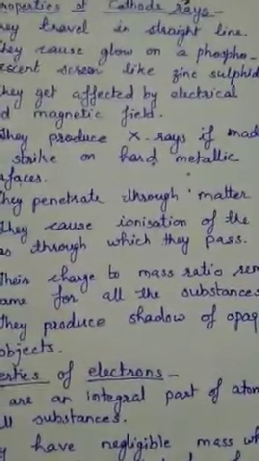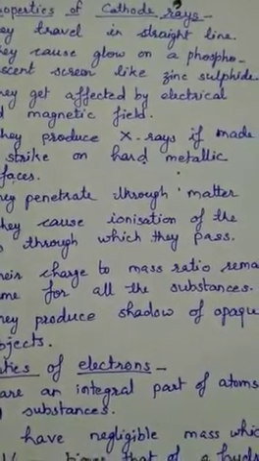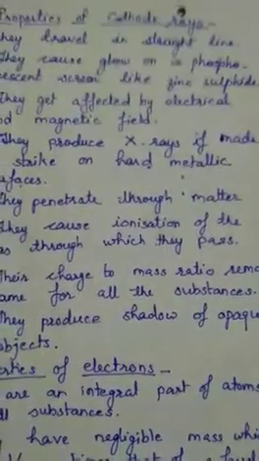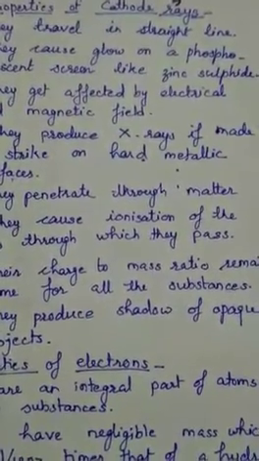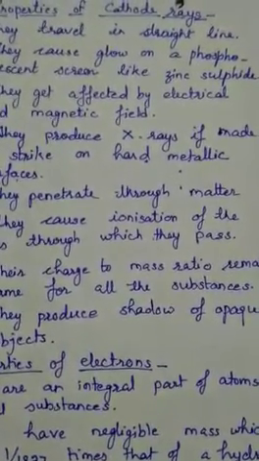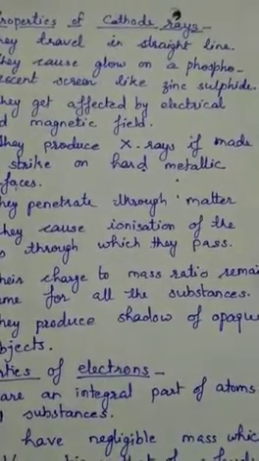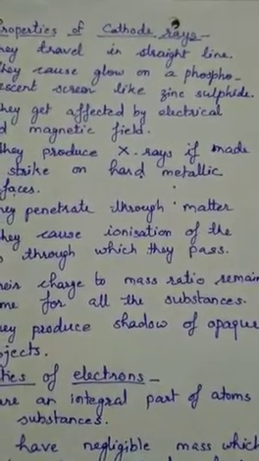Then they penetrate through matter. They are high energy particles. They have a tendency to penetrate through metals also. Then they cause ionization. Causing ionization means they are capable of removing the electrons of the gases which are kept in the discharge tube.